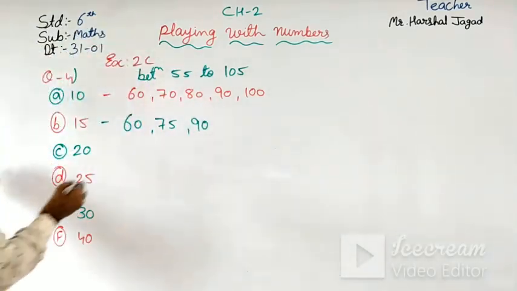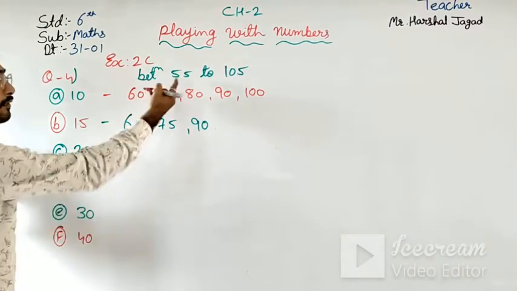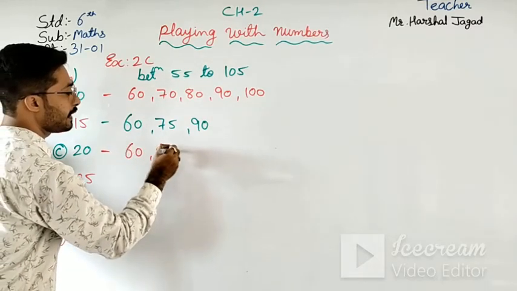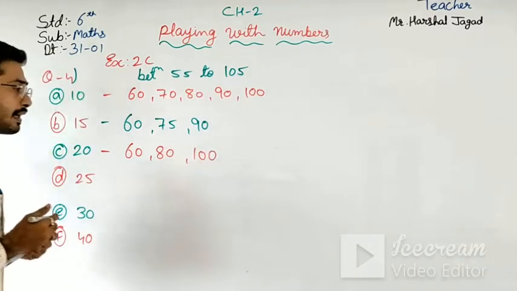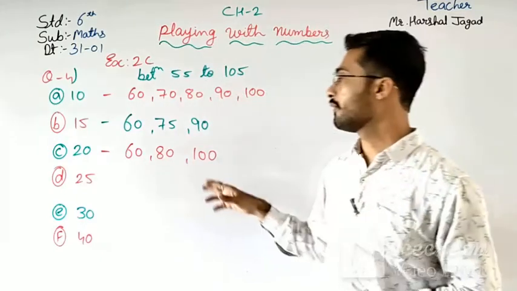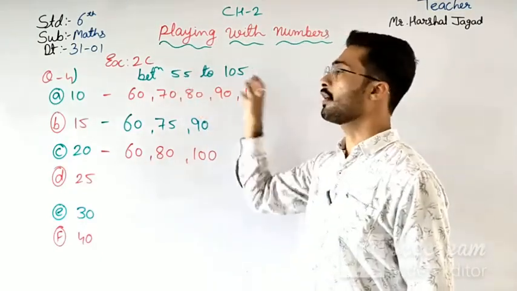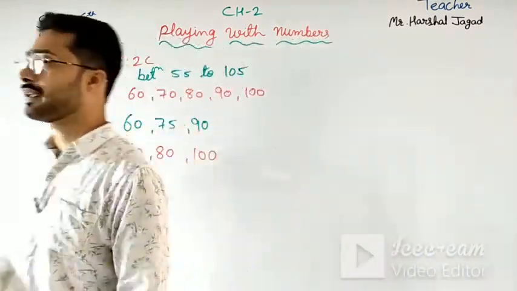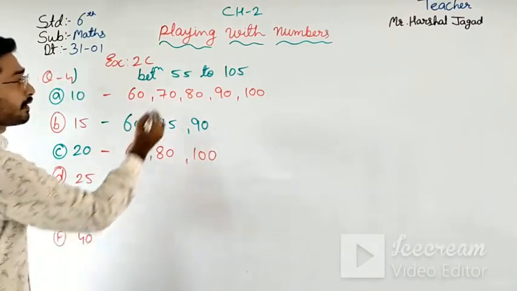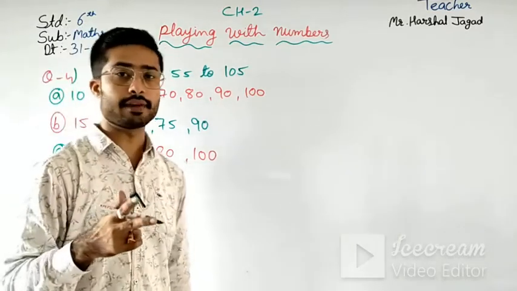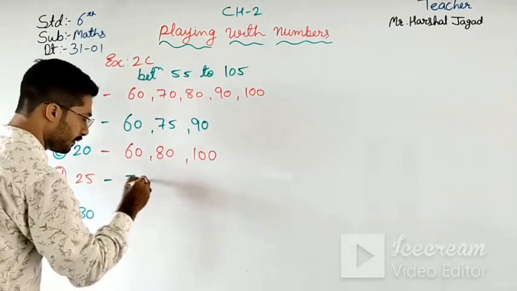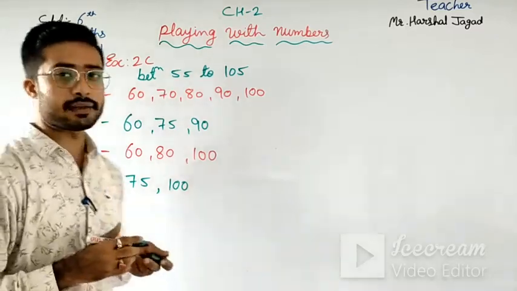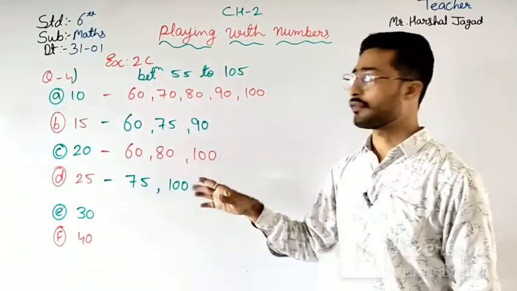Then for 20, 20 threes are 60, so 60, 80 and 100. These are the multiples of 20 between 55 and 105, that is 60, 80 and 100. Now moving towards 25: 25 ones are 25, 25 twos are 50, 25 threes are 75, and 25 fours are 100. So these two are the multiples of 25 between 55 to 105.